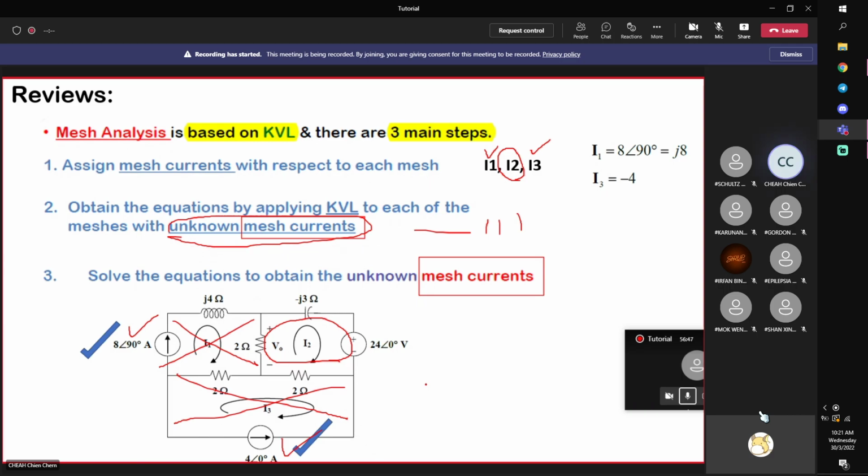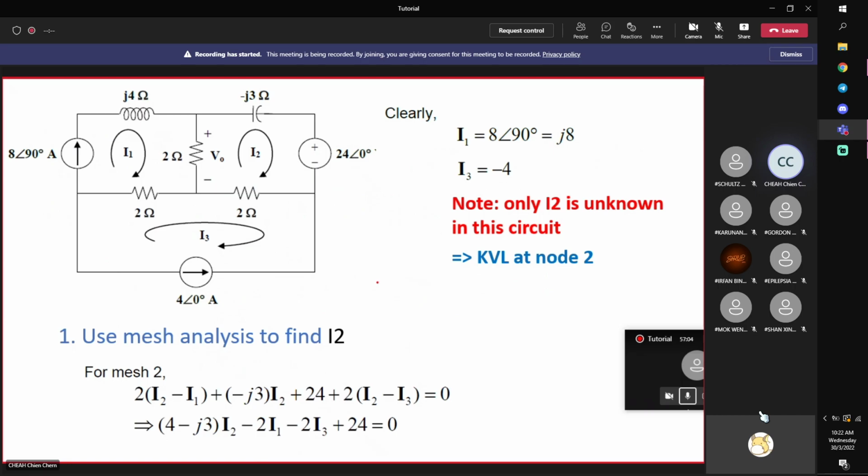So I repeat it again: because I1 and I3 are known, given, therefore there's only one unknown in this circuit. So we take KVL at this mesh to solve for I2. Right, so this is what we'll do now. Ignore this 2 because the answer is already given, no need to do anything. Take KVL only at mesh 2, this mesh. We write down one equation, because one is sufficient to solve for one unknown.